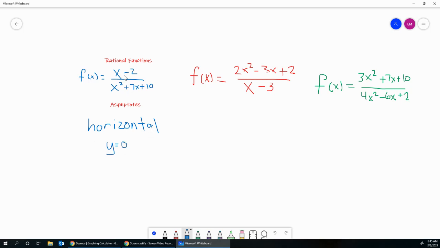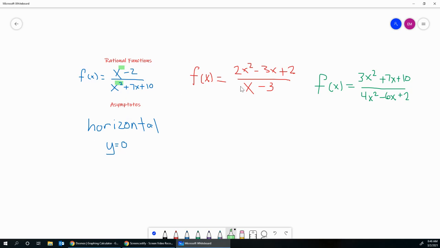So in this case, we have x minus 2 all divided by x squared plus 7x plus 10. So the horizontal asymptote is going to be y equals 0 because, as you can tell, the exponent on the variable in the numerator is 1. If there's no number there, we just assume or assign 1 to it. We know it's 1. And the largest exponent in the denominator is 2. 2 is larger than 1, and so it fits the first rule.